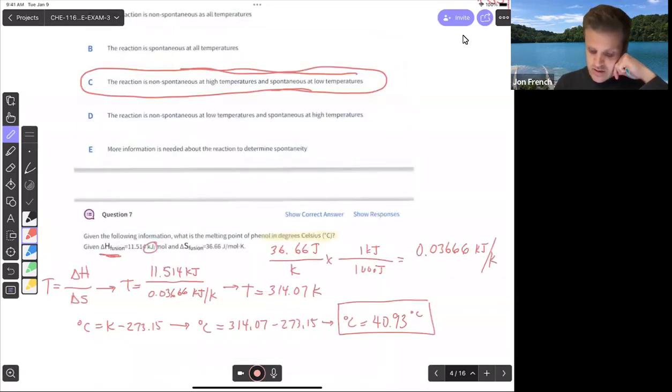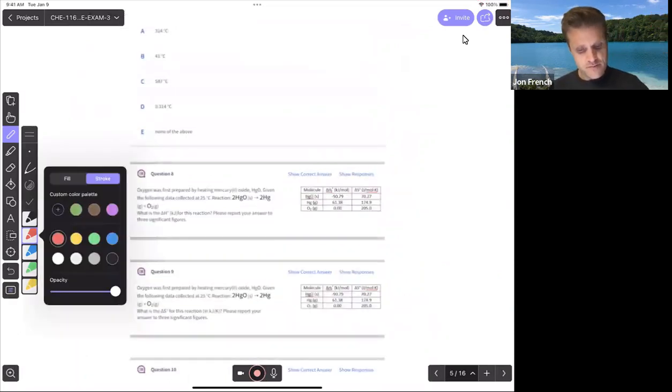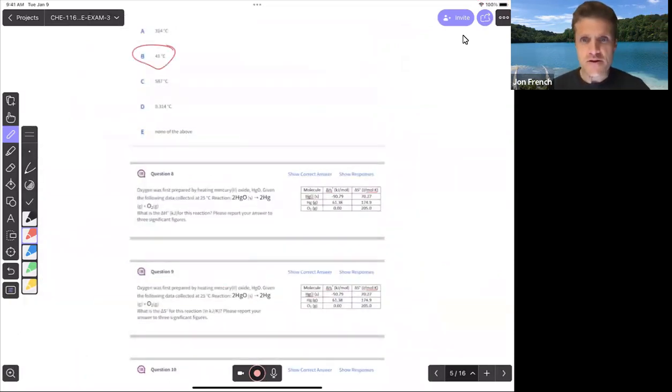All right, question 8. Oh, and this was multiple choice. So 40.93 degrees, right? The closest one, 41 degrees Celsius. It might already be there. I'll see.